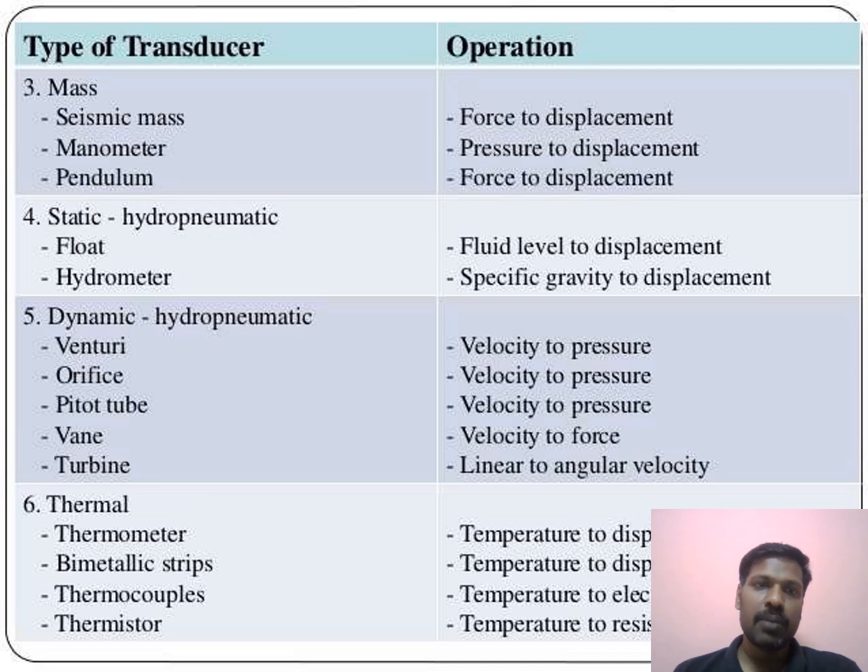So what are the operations? Mass is force to displacement, pressure to displacement, force to displacement. The second one is static hydropneumatic: fluid level to displacement, and hydrometer, specific gravity to displacement. And dynamic hydropneumatic: venturi, velocity to pressure; orifice, velocity to pressure; and then vane, velocity to force; turbine, linear to angular velocity; thermometer, temperature to displacement; bimetallic strips, temperature to displacement; thermocouples, temperature to electrical; and thermistor, temperature to resistance.